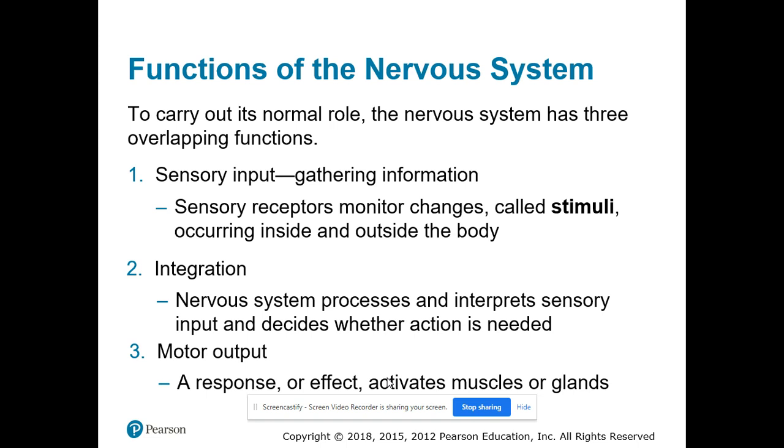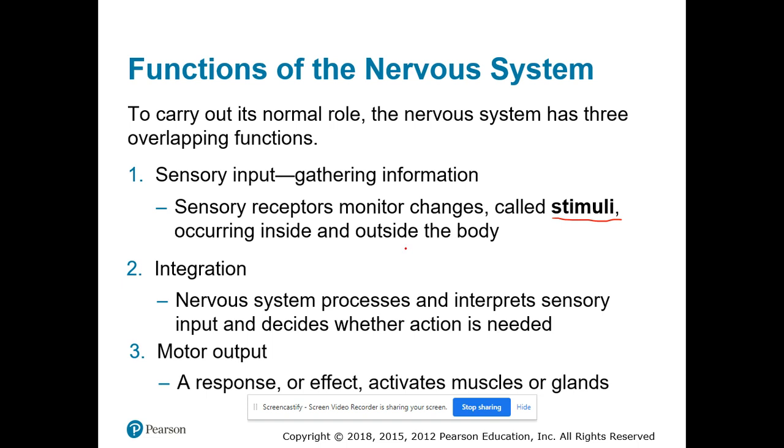Now, there are three overlapping functions we're going to talk about for your nervous system. The first one is your sensory input. This is where your body gathers information, and it does this by monitoring for changes that happen both inside and outside the body. These changes are called stimuli. An example of a stimulus inside your body is your body temperature increasing and you're getting hotter. Another stimulus, outside the body, is maybe the room that you're in, where the lights are too bright.